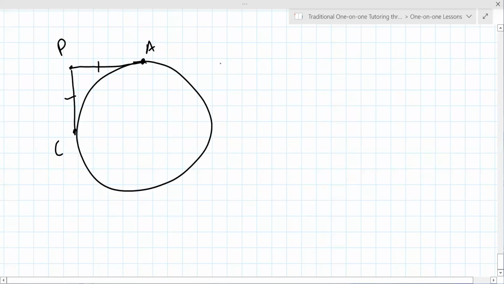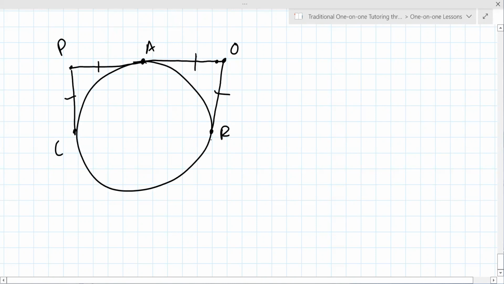Now A to O, get O a little bit more out here. A to O is congruent to O to R. I see that as well. The reason I've drawn these all with a single line is because originally P to A was congruent to A to O.